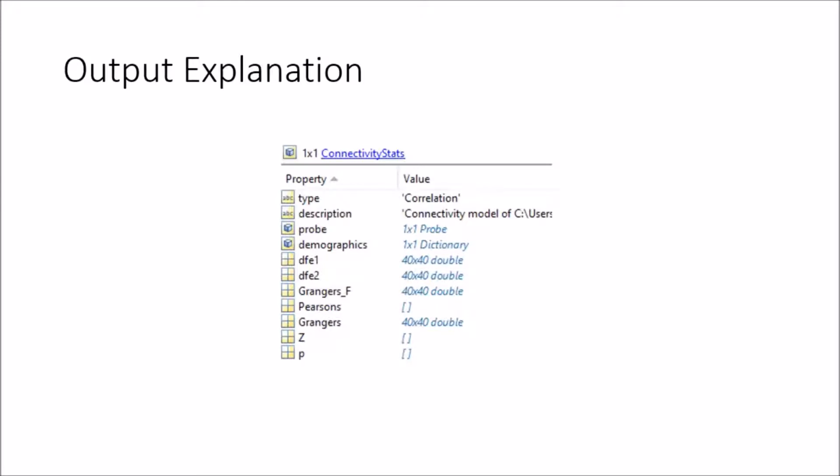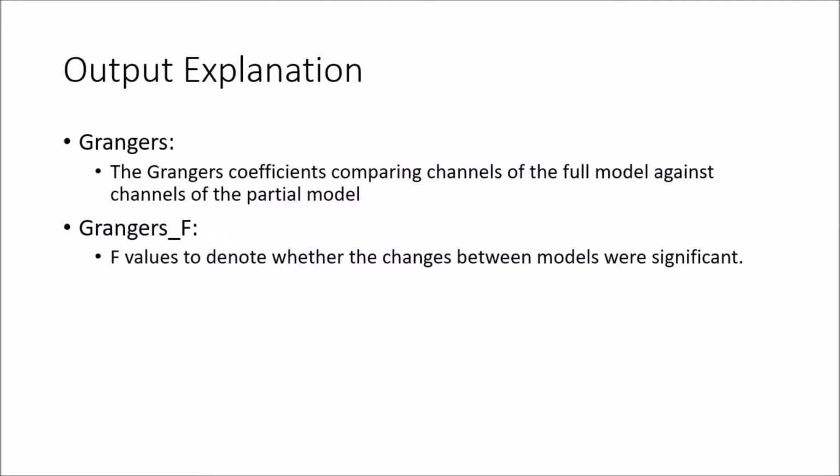The reason the size is 40 by 40 is because you've essentially created 2 models, one of which is a full model, they call it, which contains an extra variable, which will then be used to show causality or basically predict a second variable. The second model will not be including that. So it's kind of a simplified version, and then you're looking at the comparison between the two. You have the coefficients comparing the full model against the partial model, and then also an F test to designate whether or not they were significant.